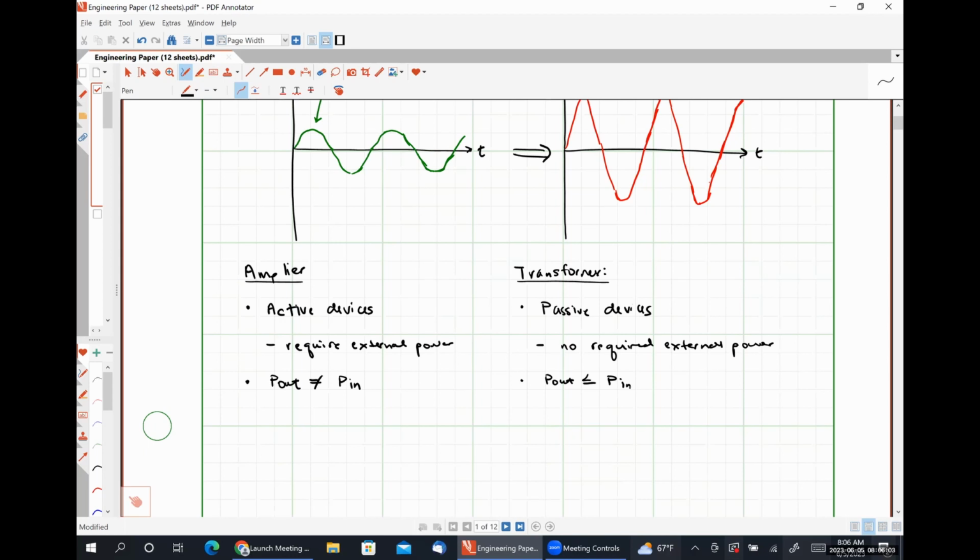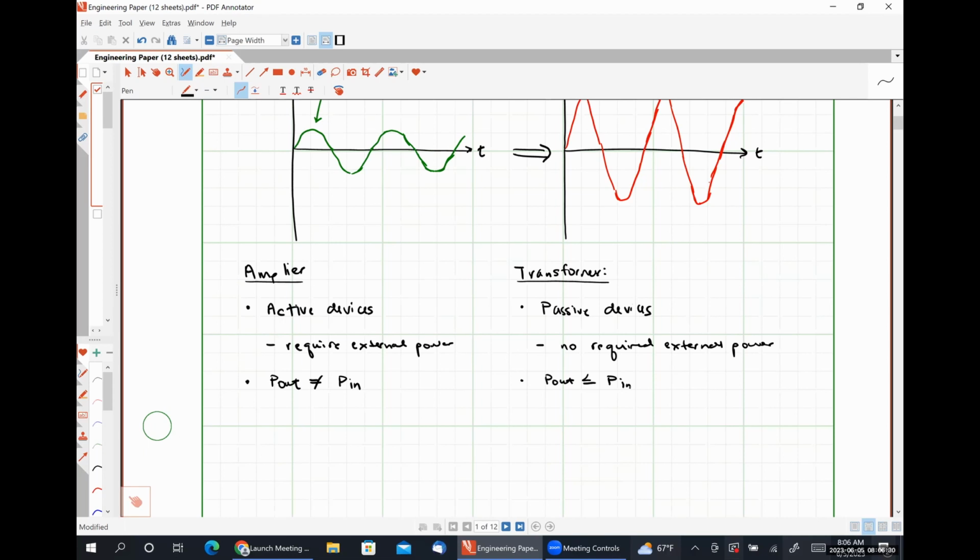In an ideal case, our output power for a transformer would be equal to our input power, but because of things like resistive losses, friction and windage losses, and things like that, we'll usually find that our transformers are only able to operate at somewhere in the ballpark of 95% efficiency, depending on their construction and a few other factors.